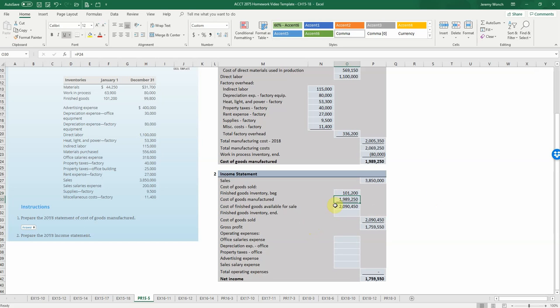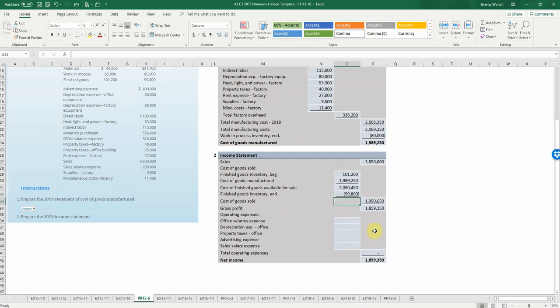We already calculated our cost of goods manufactured, so that's what went into finished goods. Then we just need to subtract out our ending balance in finished goods to get us the cost of goods sold. One too many zeros there. That gives us a cost of goods sold of 1,990,650. So sales minus cost of goods sold equals our gross profit of 1,859,350.